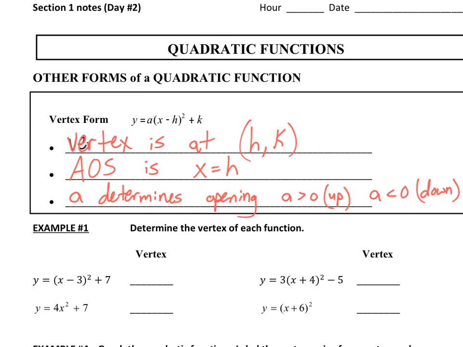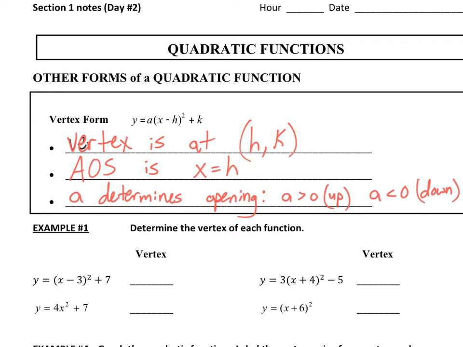There's an a, an h, and a k, where the vertex is at (h, k). The axis of symmetry is x equals h, and the a value determines the opening. That means if a is greater than 0, it opens up. If a is less than 0, it opens down. And I want to add one more thing here.